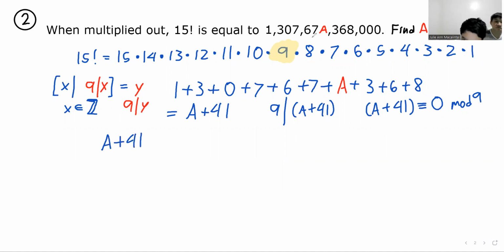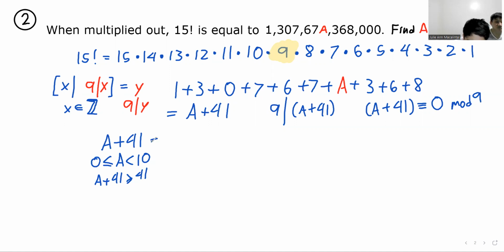So we are looking for a number A that is a digit. This means A is less than 10 but still greater than or equal to 0. And finally, this sum has to be greater than 41 because it's an integer. Or actually, it can be equal, because we don't know if A is 0 or not 0.